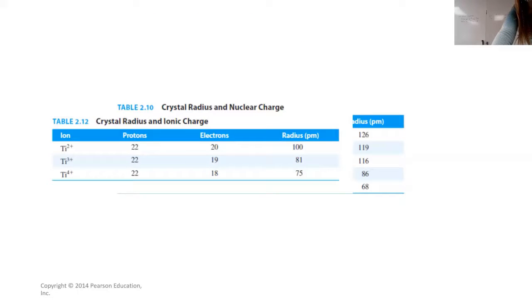Let's see, what's the next one? The next slide that I have looks at titanium 2+, titanium 3+, and titanium 4+. And so the radius goes from 100 to 81 to 75. Let me write that down. Titanium 2+ is 100. Titanium 3+ is 81. And titanium 4+ is 75. Okay, so same element, but as we continue to lose those electrons, it gets smaller and smaller, reinforcing that idea.